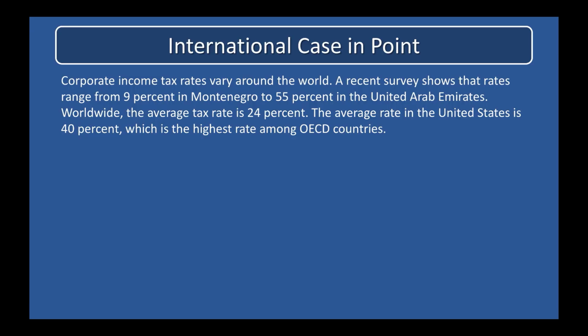Corporate income tax rates vary around the world. A recent survey shows that rates range from 9% in Montenegro to 55% in the United Arab Emirates. Worldwide, the average tax rate is 24%. The average rate in the United States was 40%, which was the highest rate among the Organization for Economic Cooperation and Development countries. In addition to corporate income taxes, some countries also withhold taxes on dividends, interest, and royalties, charge value-added taxes at specified production and distribution points, and impose border taxes such as customs and import duties. A few countries, including the Bahamas, have no corporate taxes.